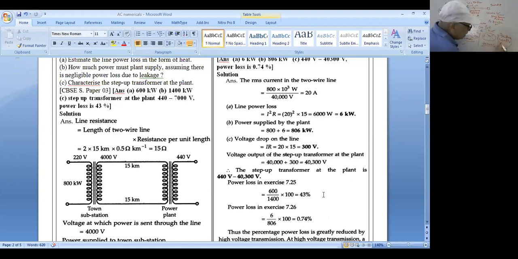Whereas in Russia, this is 600 kilovolt transmission. 600,000 volts means 600 into 10 to the power 3. But the question is, we cannot increase the voltage indefinitely because it is a risk also. It is dangerous also. Very high voltage is very dangerous.